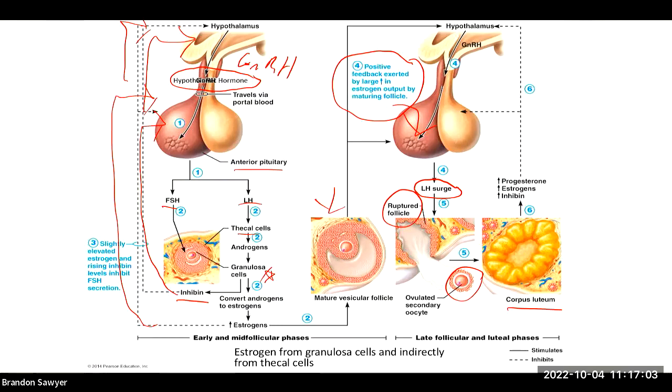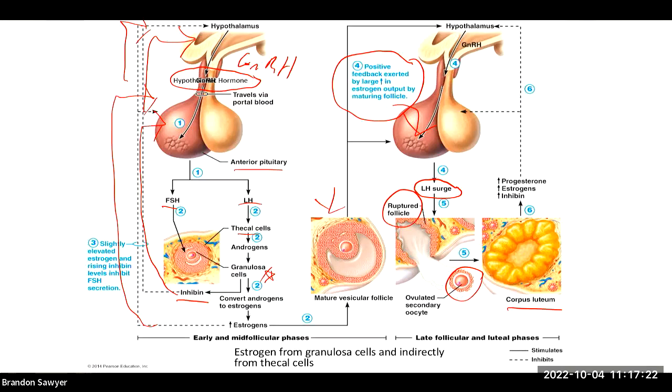So what does LH stand for? Luteinizing hormone. It luteinizes the follicle, turning the follicle into the corpus luteum. Follicle stimulating hormone is the primary one that makes the follicle grow. It's called that because it stimulates follicular growth.